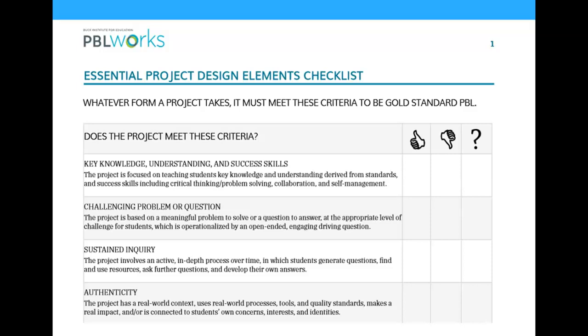And like I said, we're going to spend a little time on driving questions here in a few minutes, because I do think it's one of the hardest things about designing a project, because you've got to have a good one. Sustained inquiry.